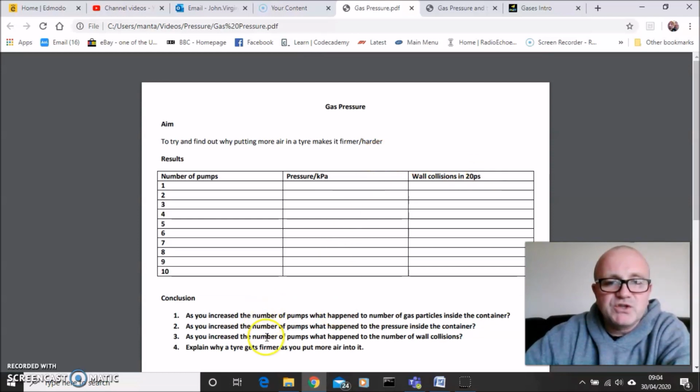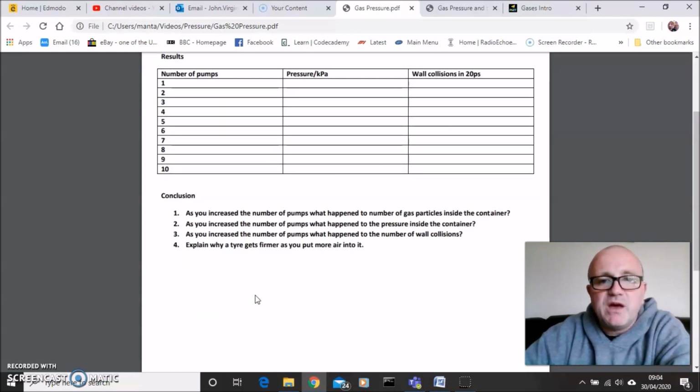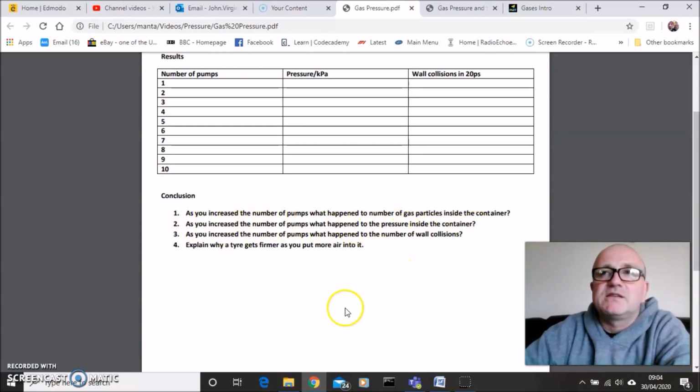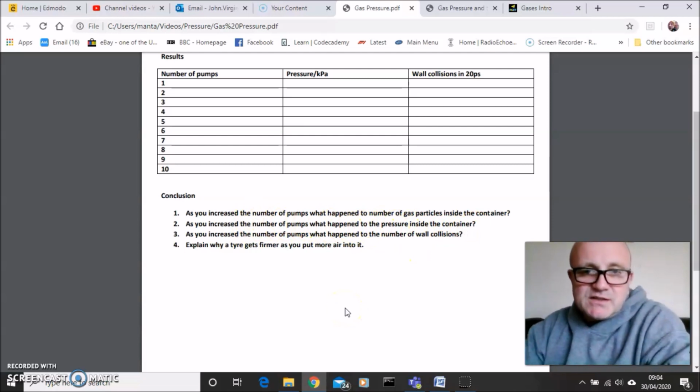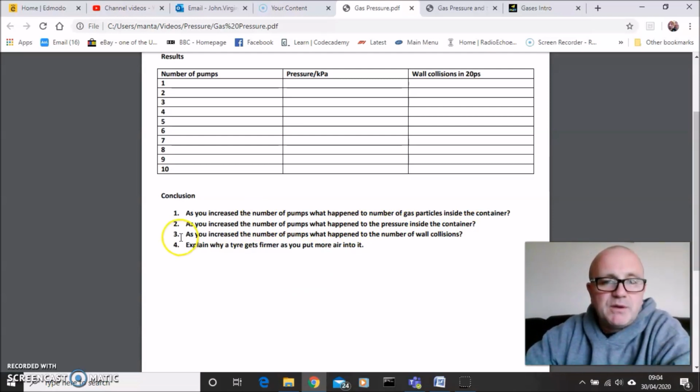And these were the four questions that I asked you to think about. The first one: as you increase the number of pumps, what happened to the number of gas particles inside the container? Very obvious. You should have noticed that as you put more air in, there are more gas particles inside that container. Second one: as you increase the number of pumps, what happened to the pressure inside the container? You should have noticed that as you put more air inside the container, the pressure went up.